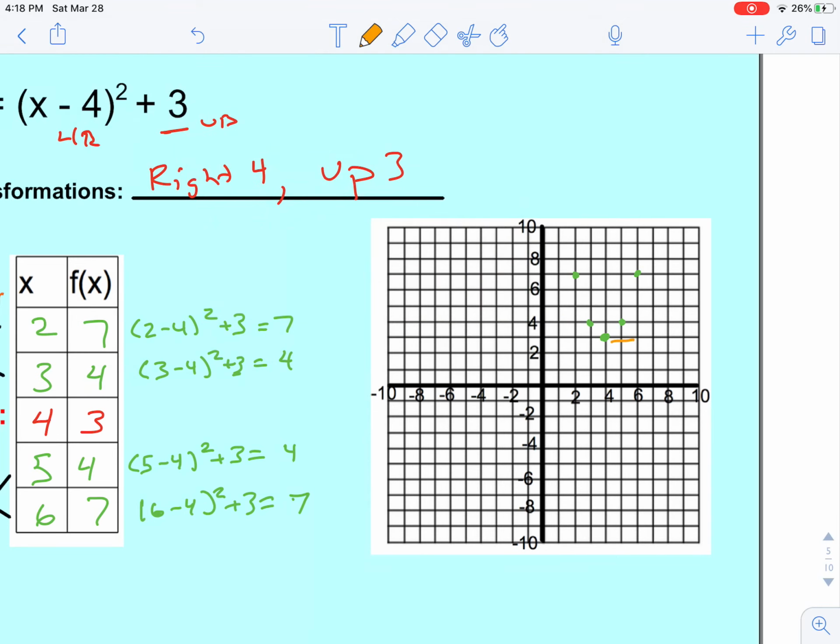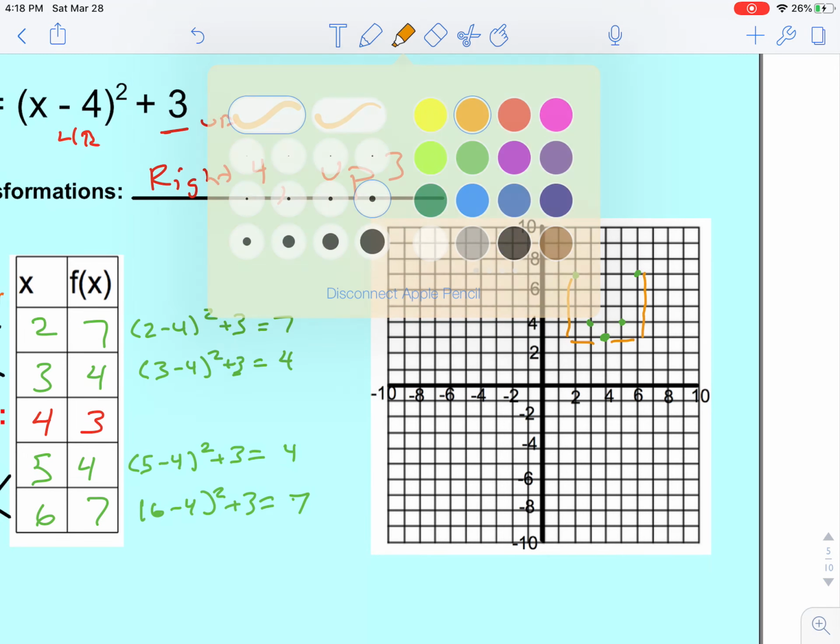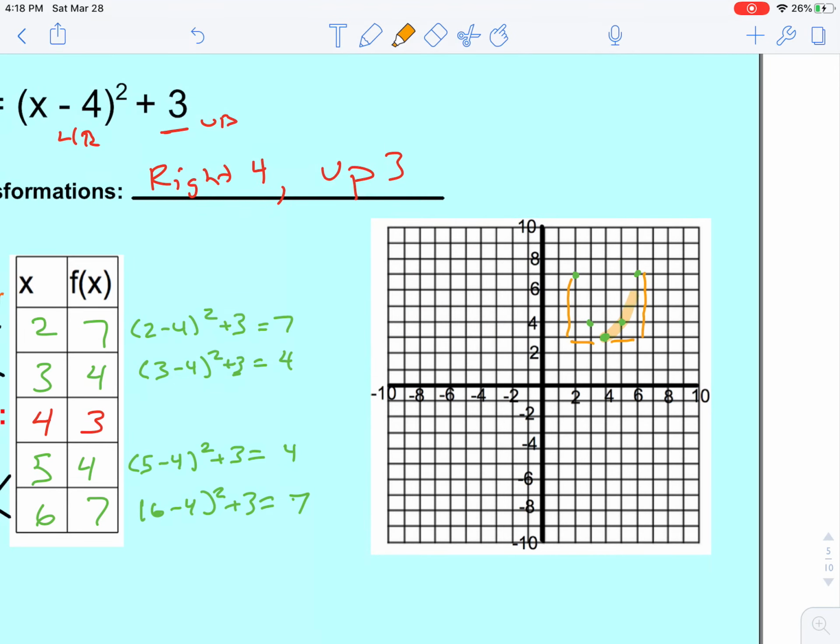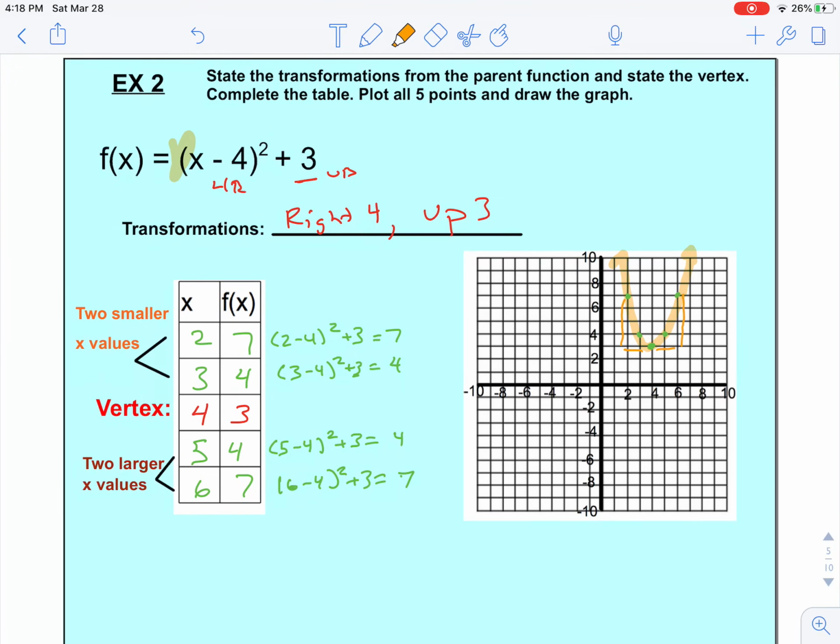Over 2, up 7. Notice again that pattern. Over 2, up 1, 2, 3, 4. Back 2, up 1, 2, 3, 4. We are seeing the exact same pattern anytime we have the parabola without any number in front. Over 1, up 1. Over 2, up 4.